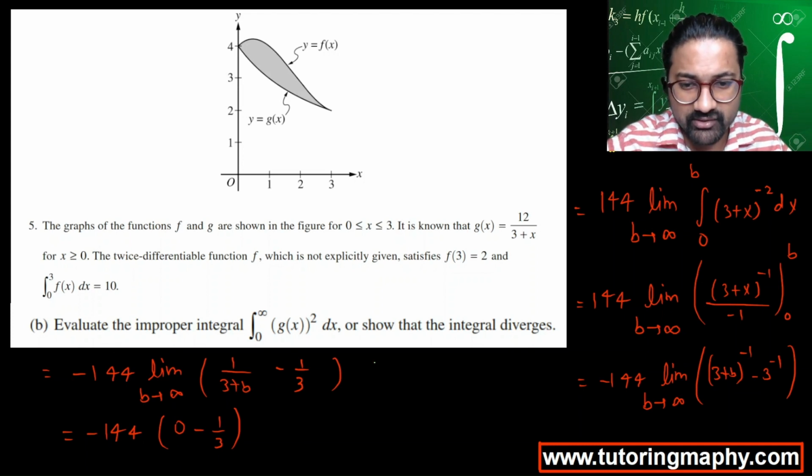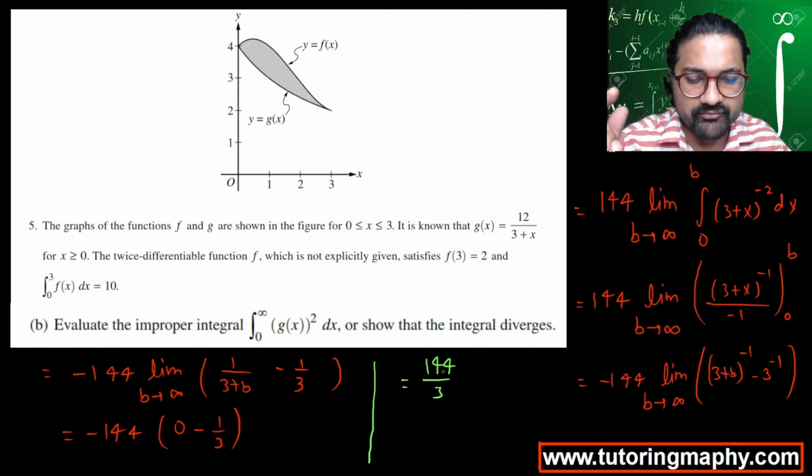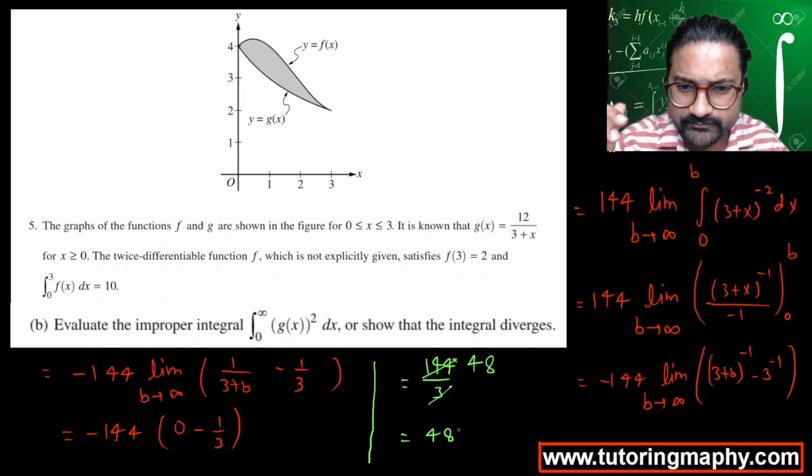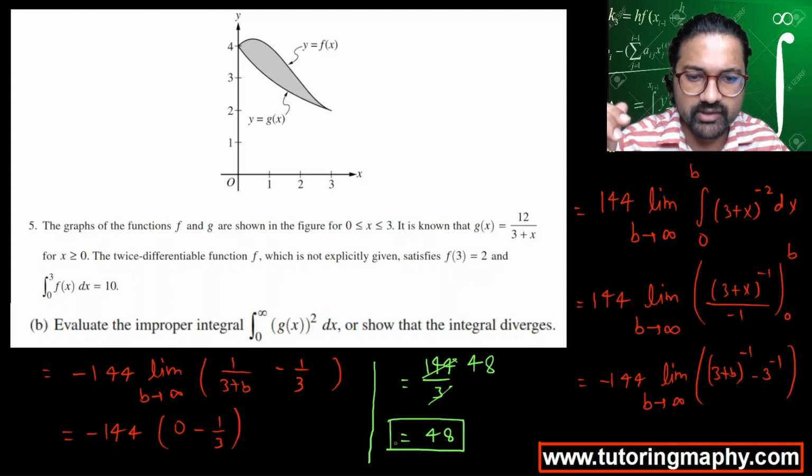I'm going to change my color to write the final answer as negative 144 times negative 1 over 3, which is 144 divided by 3. 4 times 4 is 16, 9. Wow, this is divisible, right? 3 times 4 is 12. And 3 times 8 is 24. So the answer is 48. Have they given the unit? Not really. Okay. That is the answer.